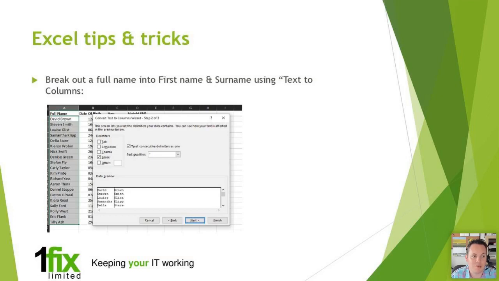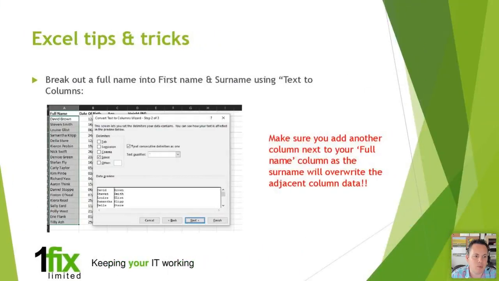You can use this function to break apart lots of different things, but here we're going to break apart a full name into a first name and surname. Because we know the first name and surname are split by a space, we can choose that the delimiter is a space. And you'll see from the screenshot that in the preview window it's broken out a first name and a surname into 2 columns.